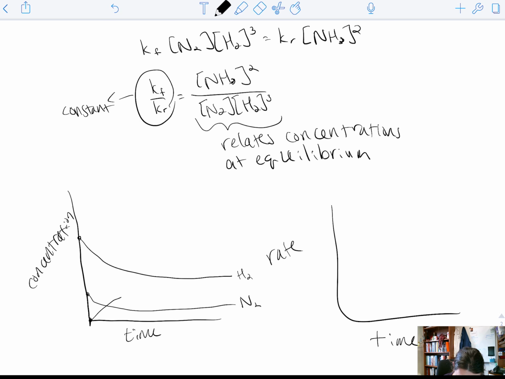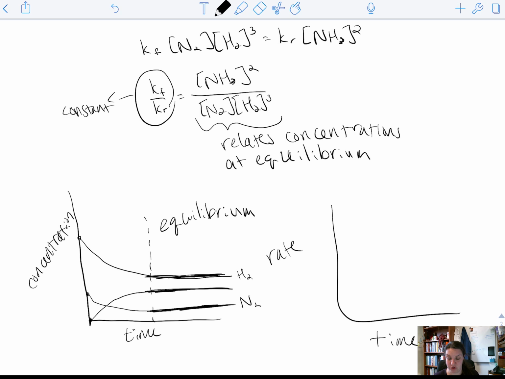But over time, we're going to increase in that concentration. Okay, and when these concentrations level out, say right about here, that is the point at which we reach equilibrium, and our concentrations no longer change. With our rate, we're going to have a beginning rate for our forward reaction and a beginning rate for our reverse reaction.